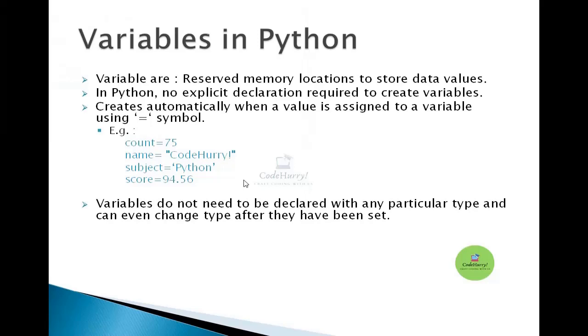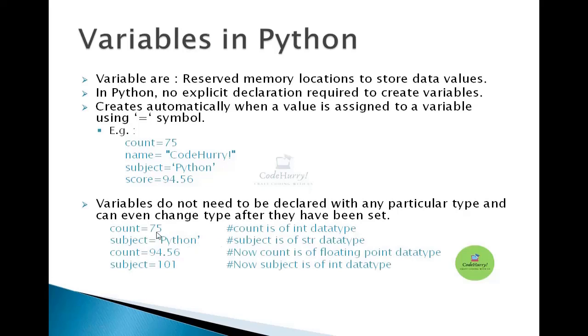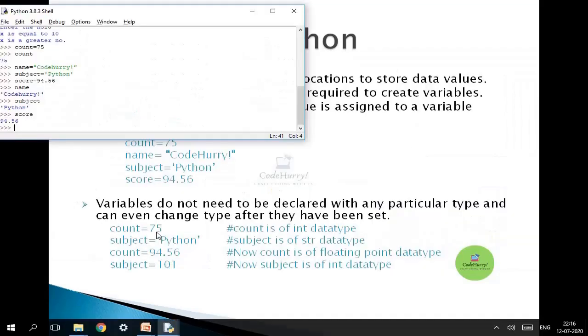Then again, we don't need to declare any particular data type. Python understands the data type when the values are assigned, based on the type of the values we are going to store in the variable. And you can change the type of values during runtime also.